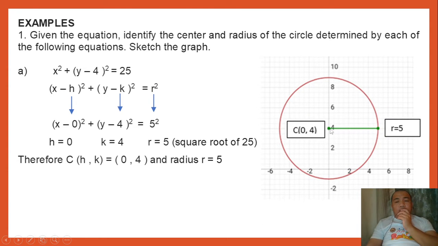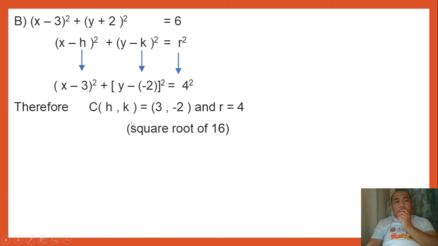Sketch the graph on the Cartesian plane. 0, 4 is the center, while the radius is 5. 1, 2, 3, 4, 5. Yes. 5 ang length ng kanyang radius. Yan. Another, letter B, x minus 3 quantity squared plus y plus 2 quantity squared equals 6.